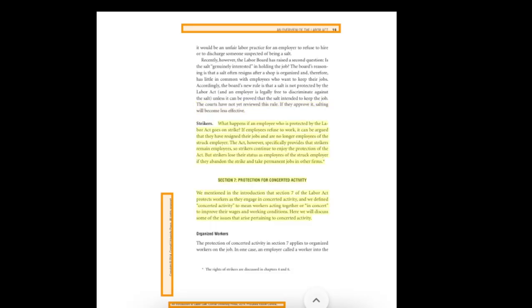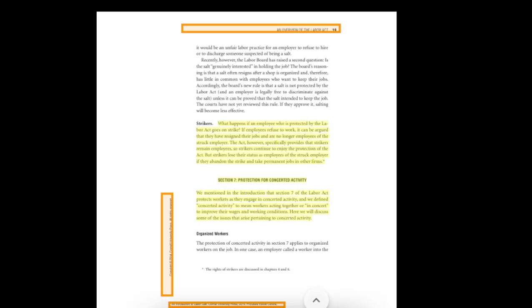Strikers. What happens if an employee who is protected by the Labor Act goes on strike? If employees refuse to work, it can be argued that they have resigned their jobs and are no longer employees of the struck employer. The Act, however, specifically provides that strikers remain employees, so strikers continue to enjoy the protection of the Act. But strikers lose their status as employees of the struck employer if they abandon the strike and take permanent jobs in other firms.